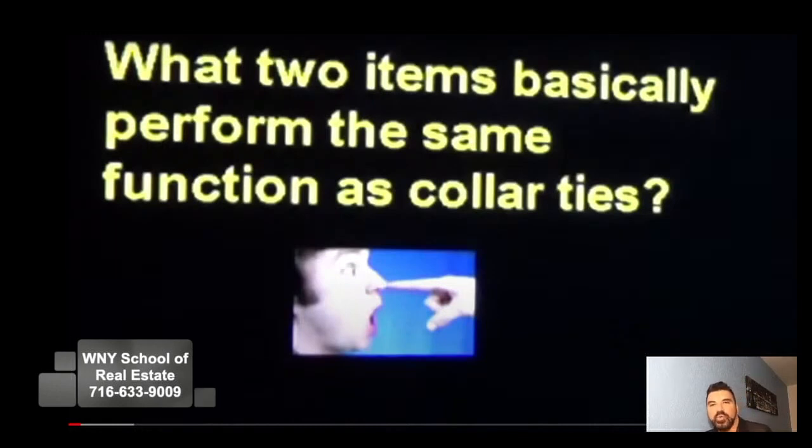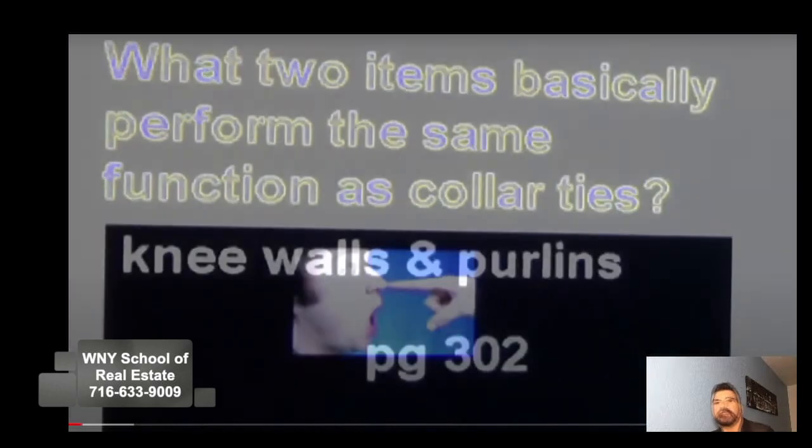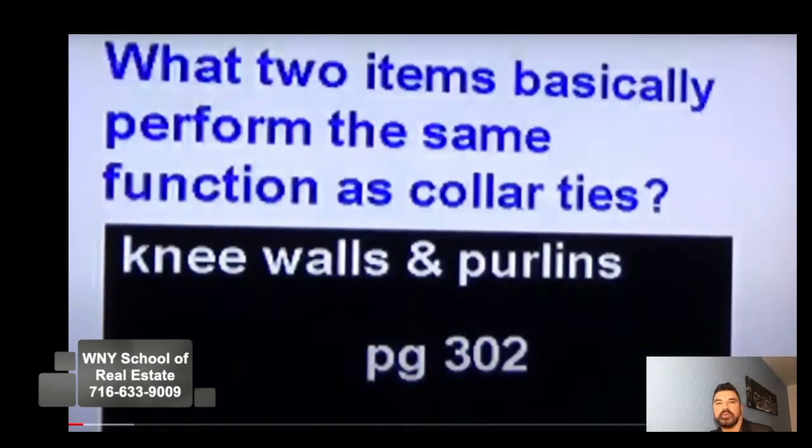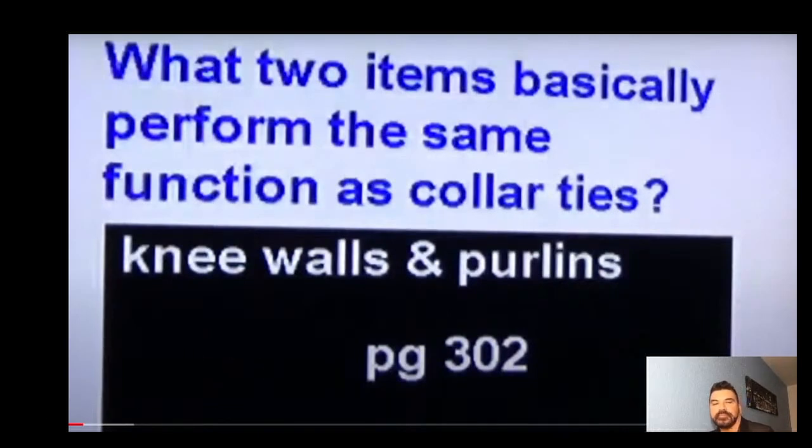Next question, what two items basically perform the same function as collar ties? Again, what two items basically perform the same function as collar ties? So of course, knee walls and purlins found on page 302. Again, this is really good exam review, ladies and gentlemen.